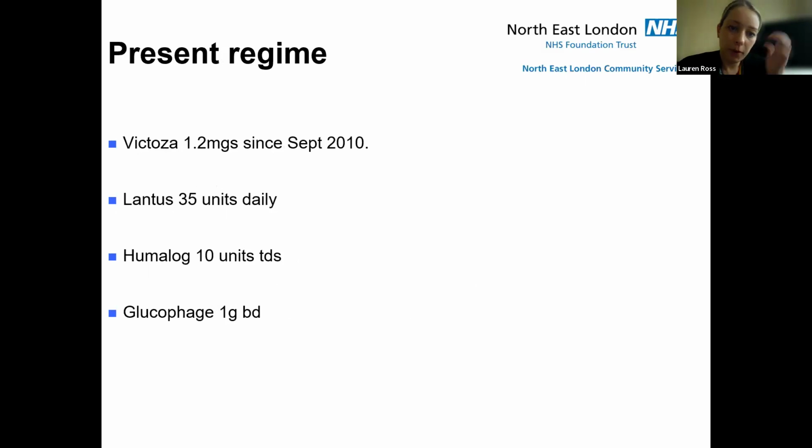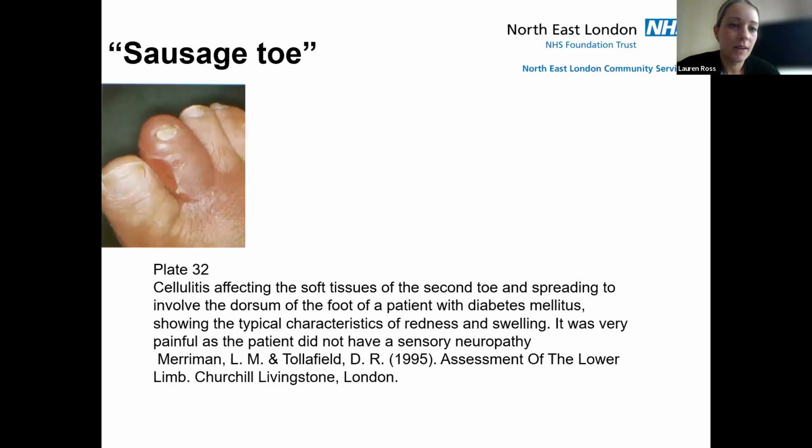And this is her present regime for her diabetes. So yeah, you can see from that photo when we describe sausage toe, it is that cellulitis of the soft tissues. It's affecting that 2nd toe there. But it's a real obvious size difference, colour difference compared to the others.